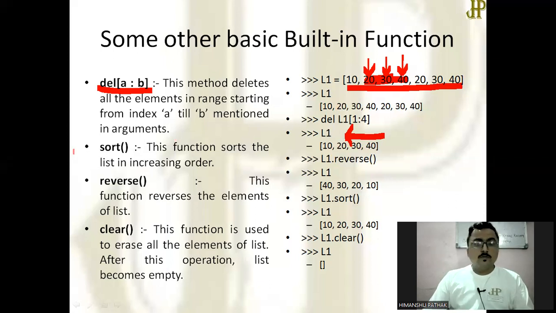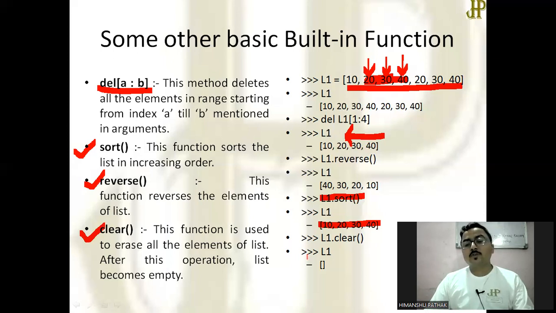So the first function is sort. As the name suggests, the function sorts the list in increasing order, just like this. L1.sort(). To do this, first of all, I have done reverse. So it will print 40, 30, 20, 10. Now after sorting, again the values are in the initial order 10, 20, 30, 40. Next function is clear. As the name suggests, this function is used to erase all the elements of the list. So L1.clear(). Now an empty list is shown.